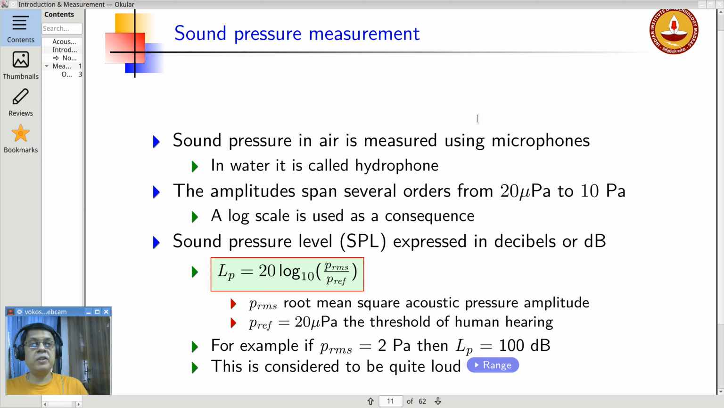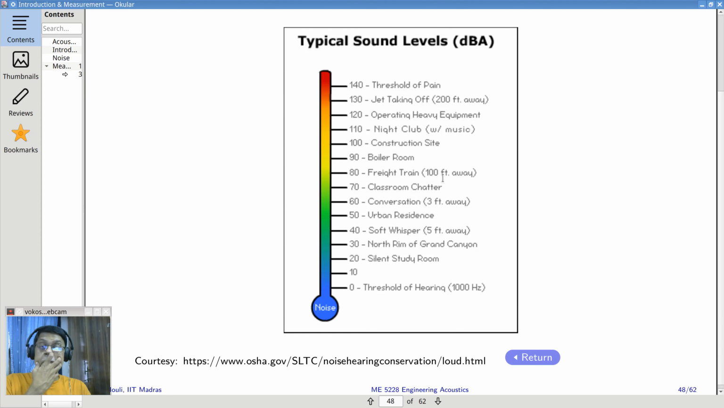We saw last week. I'll again show you the range. You can see that 100 dB is like a construction site noise, very noisy. 130 is a jet taking off, whereas a typical conversation in a room, which is reasonably quiet, is about 60 dB.